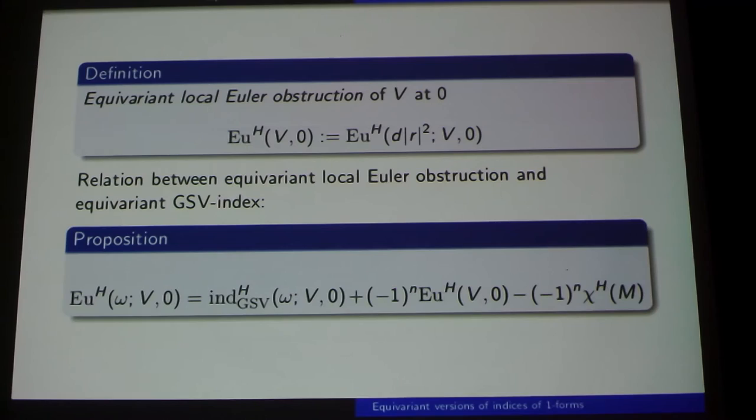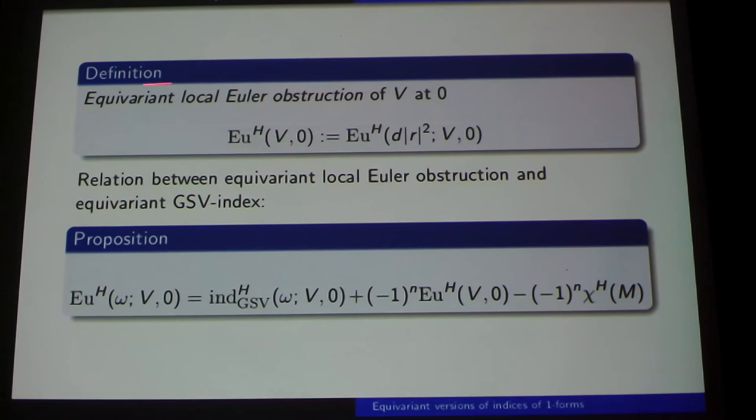So what is now the relation between the equivariant global Euler obstruction and the equivariant GSV index? For that purpose, we introduce the equivariant global Euler obstruction of V0, and this is of course simply defined by considering the H-invariant. So the Euler obstruction without the H was the Euler obstruction of V0 squared, and now you consider the H-equivariant version on both sides. So this gives an equivariant global Euler obstruction.